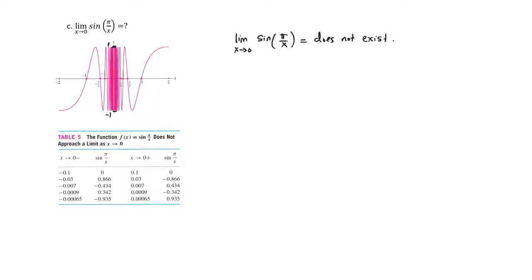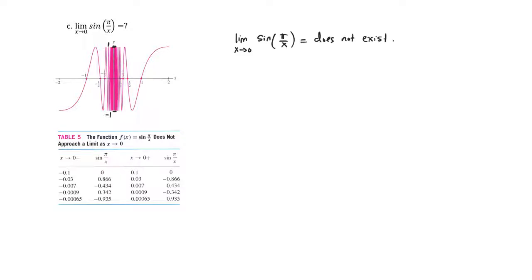Doesn't exist. There is absolutely no limit at 0. If we look at the table, on the left of 0, look at the x values that were chosen: -0.1, -0.03, -0.007. So those x values are getting closer and closer to 0. And if you now observe the y values, look at this. We don't see that the values are approaching something like a real number. You don't see this behavior like in the previous two examples.